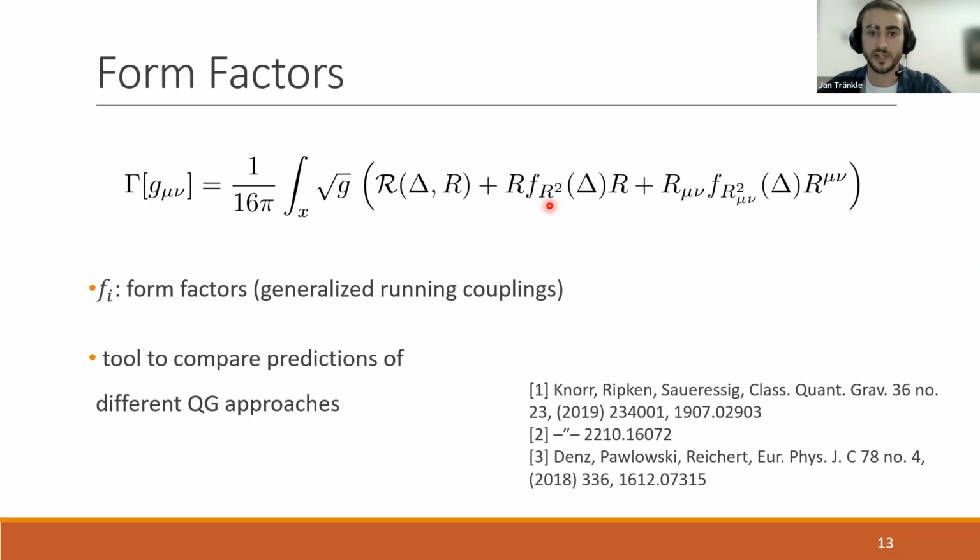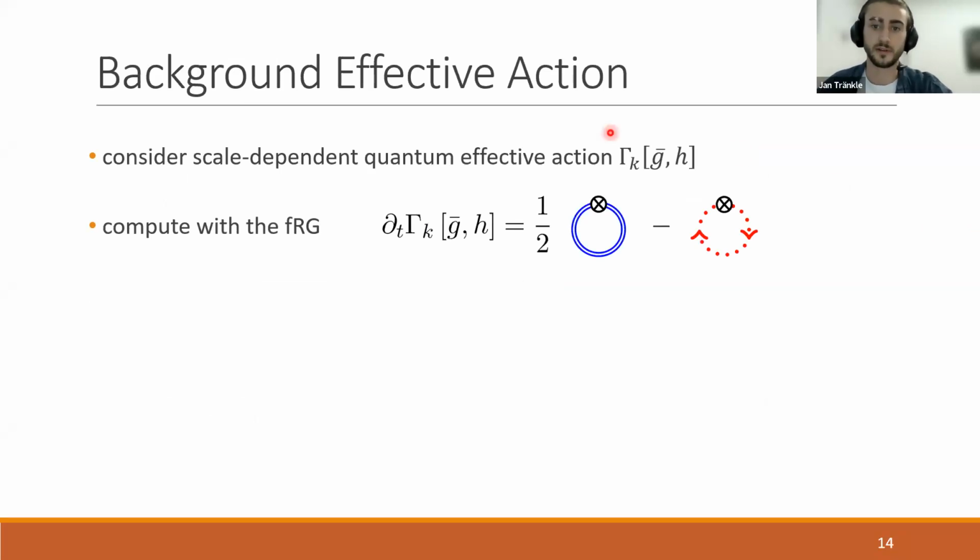So now the question is, how do we compute these functions? And to this end, of course, we use the FRG, the functional renormalization group. And in the FRG, we consider a scale-dependent version of the quantum effective action, which is denoted here by introducing this infrared cutoff scale k. And I'm indicating here by these two arguments that we split the full metric into a background and a fluctuation part. And then, of course, we have the flow equation, Wetterich equation that we all know and love to compute the effective action. And it's given here in terms of the graviton loop denoted by the two blue lines and the ghost contribution in red dotted.